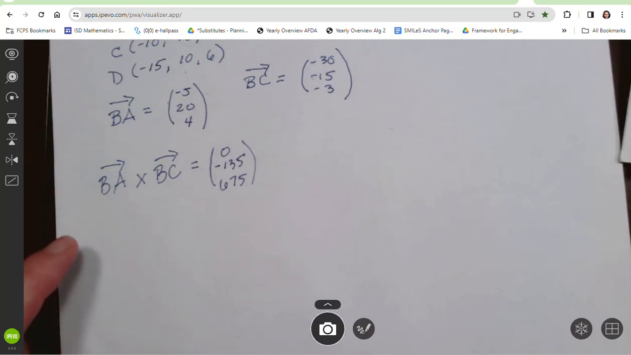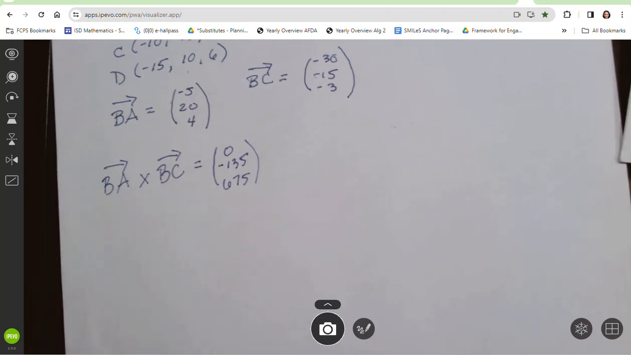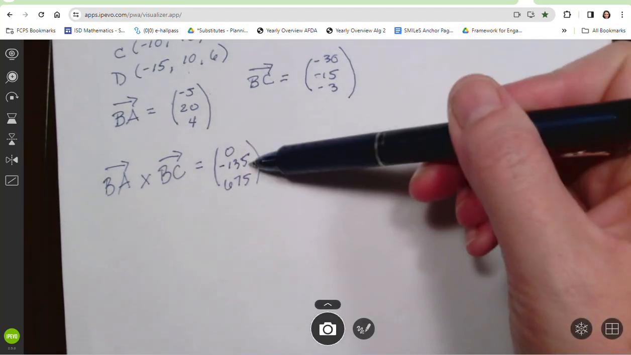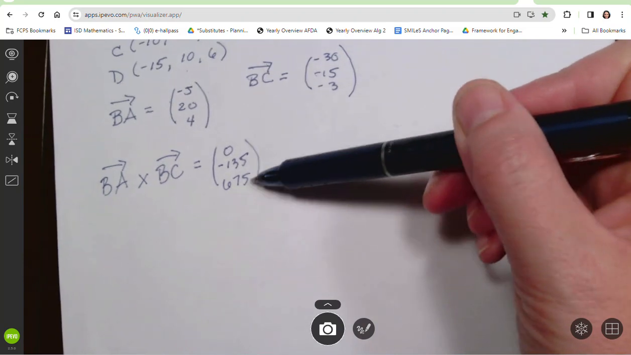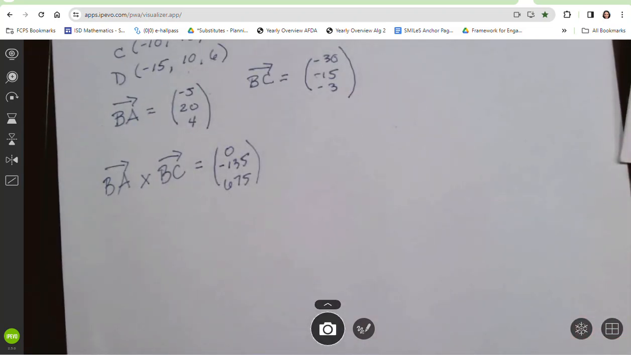Then we need to find the vector product of BA and BC. Remember that that formula is in several places in your notes, and it's also in your formula booklet. You'll need to show the steps for finding the vector product, and you should find that the vector product is (0, -135, 675). And then after that, we need to find the magnitude of the vector, because the area of the parallelogram is equal to the magnitude of the vector.